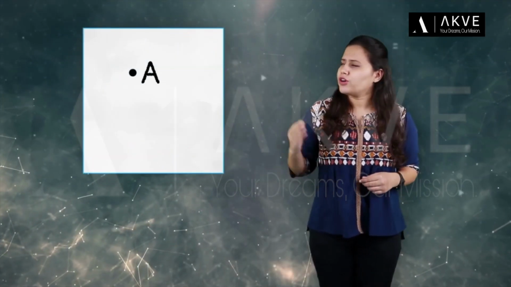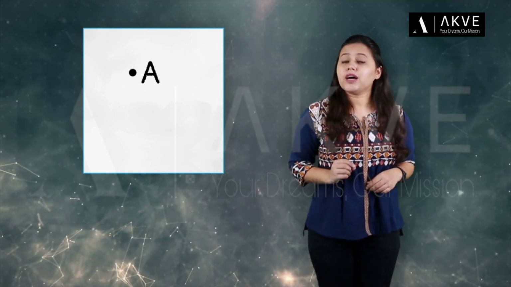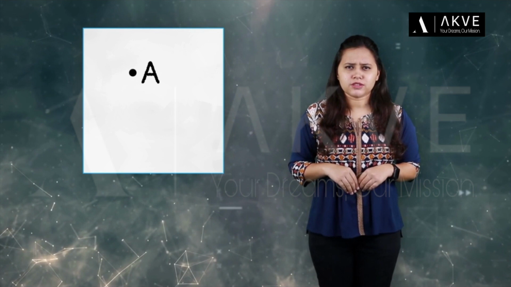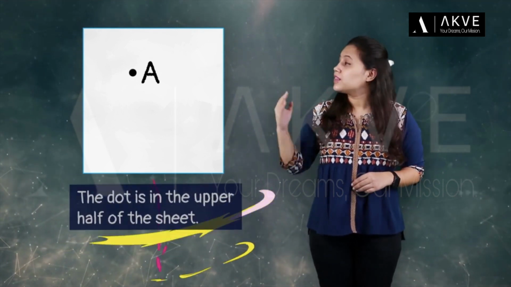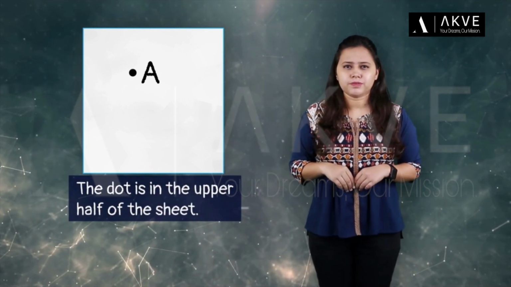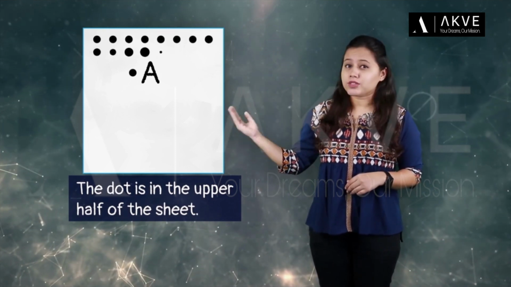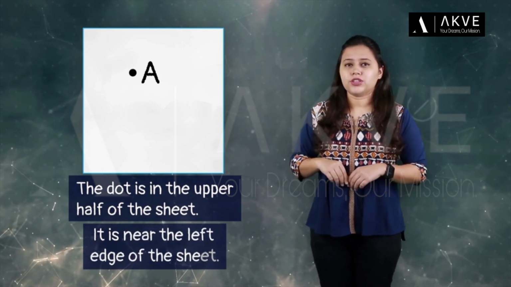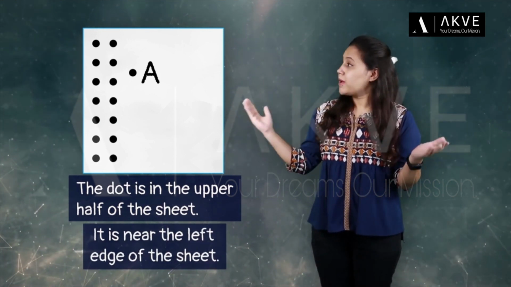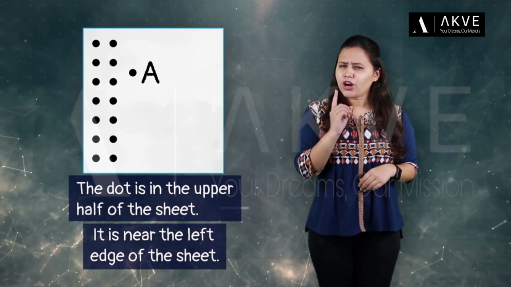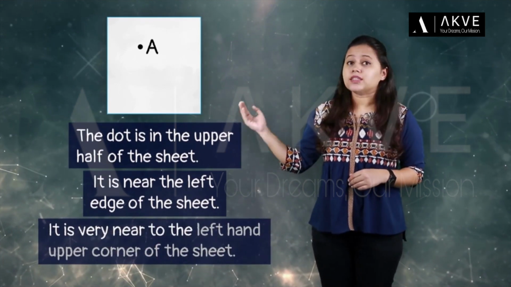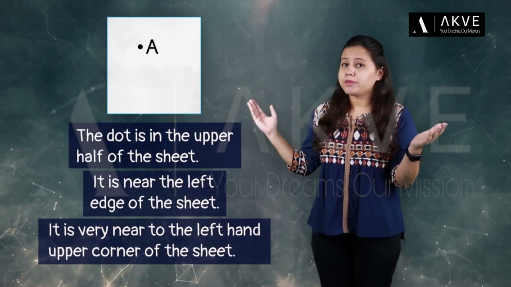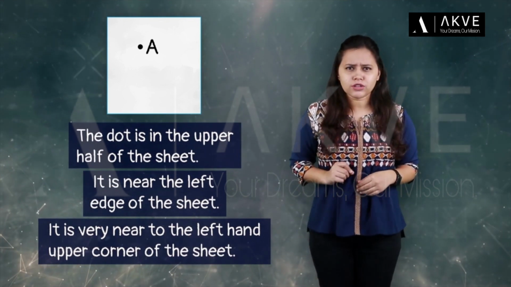Suppose you put a dot on a sheet of paper. So if I ask you to tell me the position of the dot on the paper, how will you do this? Perhaps you will say that the dot is in the upper half of the sheet. But there can be many dots in the upper half. Or you will say that it is near to the left edge of the sheet. See, there can be many points near the left edge. Or you will say that it is very near the left hand upper corner of the sheet. But do any of these statements precisely fix the position of the dot? No.